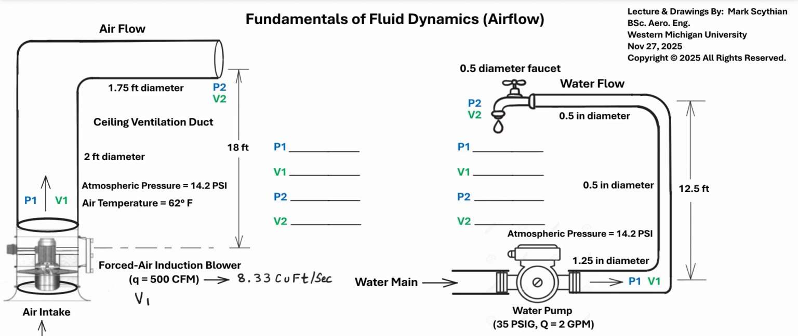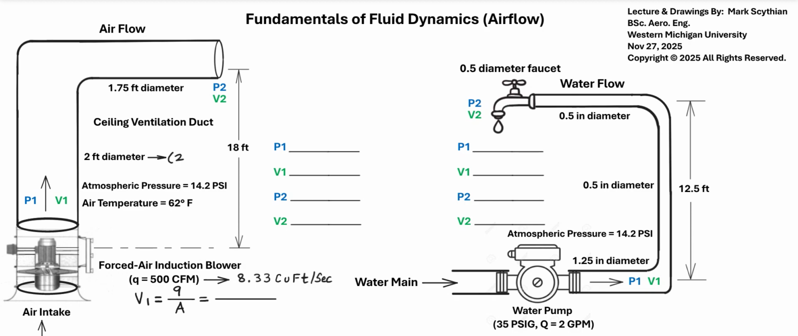Next, we solve for the V1 or the initial velocity. So that is the Q rating, the airflow rating in cubic feet per second divided by the cross-sectional area, in this case, of the 2-foot diameter circular duct. So we have to solve for the cross-sectional area at the 2-foot diameter circular duct.